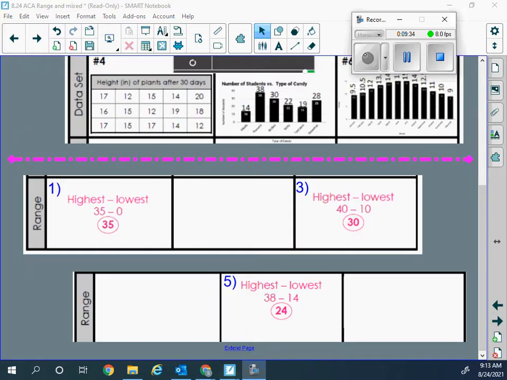So number 1, your high one was 35, your low one was 0, 35 minus 0, 35. Number 3, your high was 40, the low was 10, 40 minus 10 is 30. Thumbs up if you got that right. Excellent. Number 5, the high should have been 38, the low was 14, which makes 24. Are we good? Yes. Anybody have a question? Now is the time to ask.